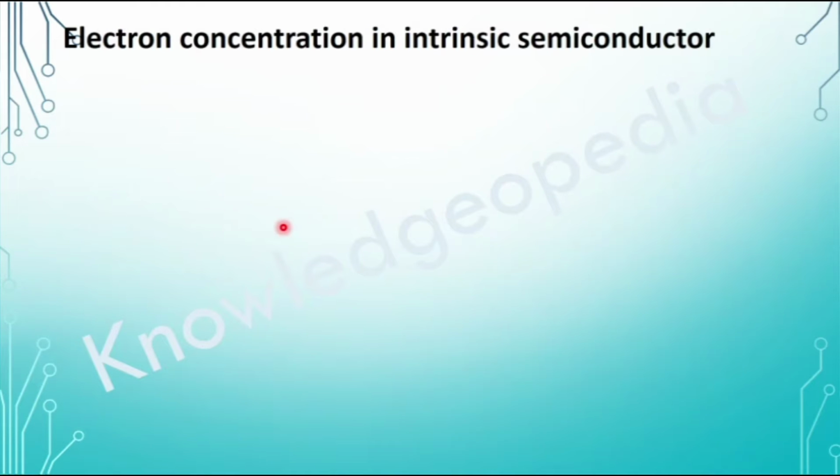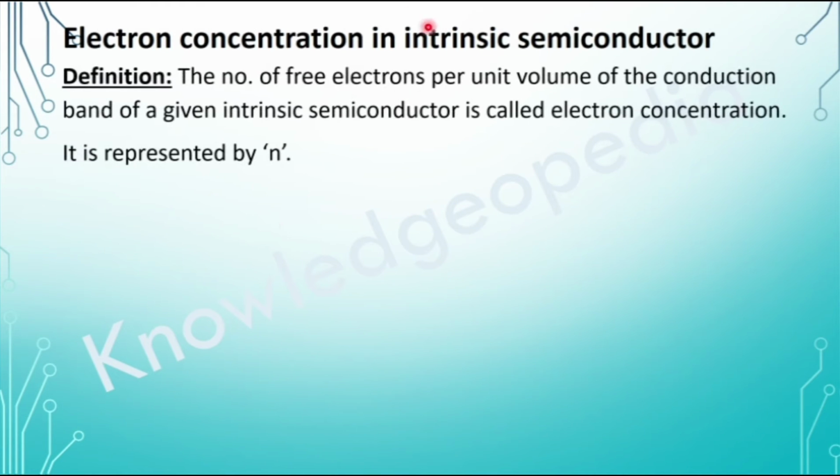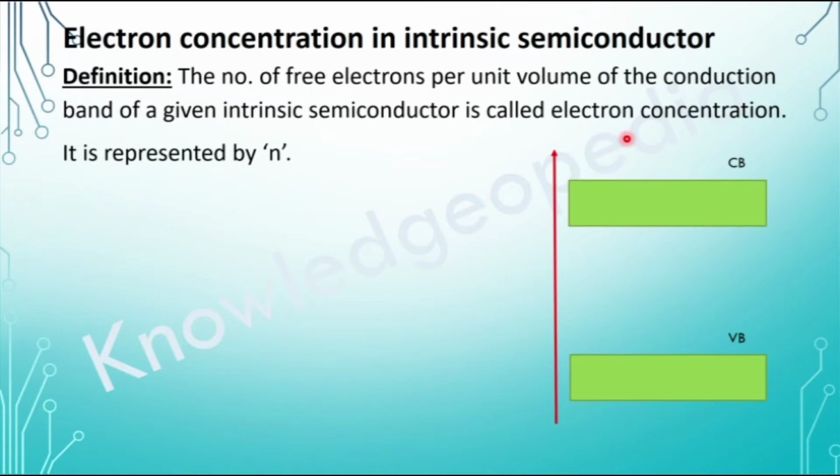So what is the electron concentration? This is nothing but the number of free electrons per unit volume of the conduction band of a given intrinsic semiconductor. That means we have to calculate the number of free electrons present in the conduction band per unit volume, and that is our electron concentration. Generally it is represented by the letter n.